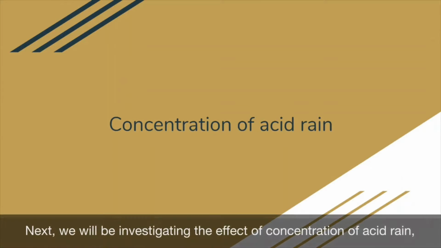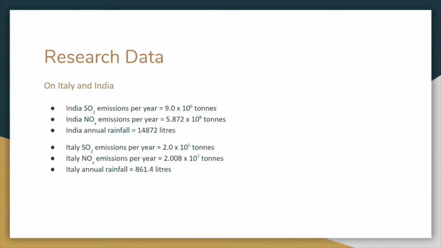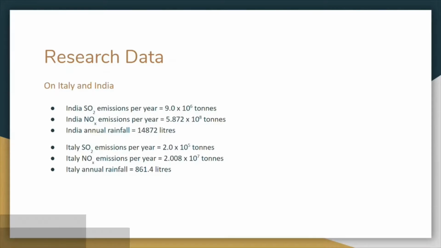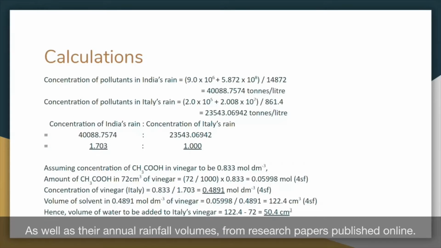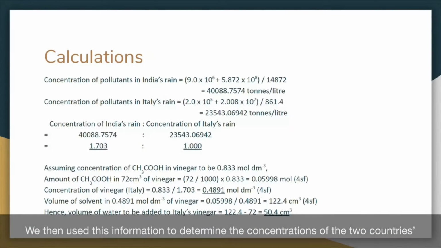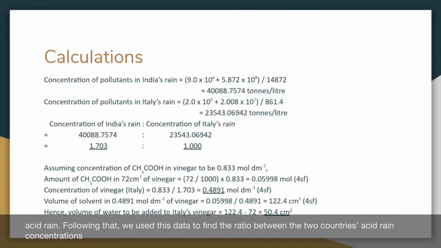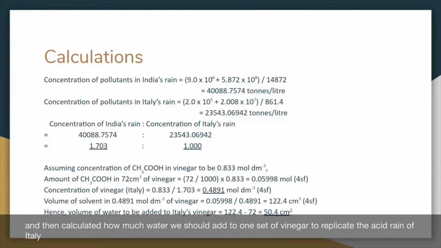Next, we will be investigating the effect of concentration of acid rain on the structure's rate of corrosion. Based on our research data, we found the annual sulfur dioxide and nitrogen oxides emissions of both India and Italy, as well as their annual rainfall volumes from research papers published online. We then use this information to determine the concentrations of the two countries' acid rain. Following that, we use this data to find the ratio between the two countries' acid rain concentrations and then calculated how much water we should add to 1 set of vinegar to replicate the acid rain.